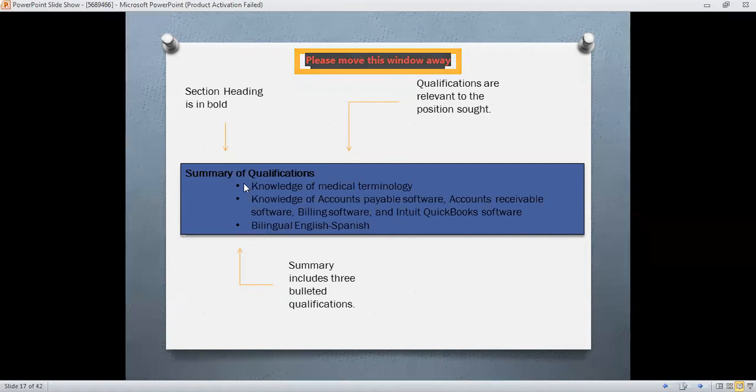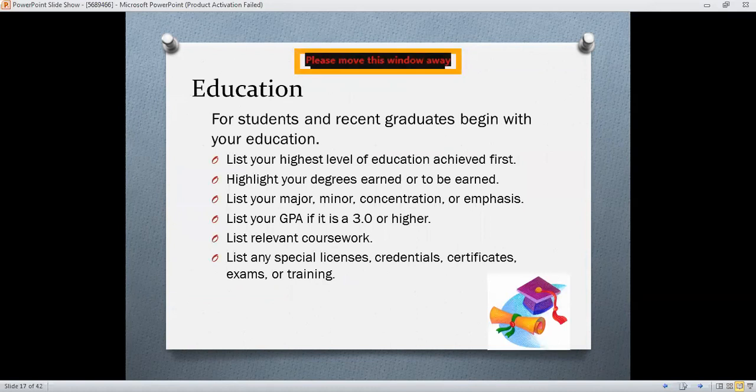Now, the summary includes three bullets. One, two, three. So you can use 3 to 6 bullets, a minimum of 3 bullets and a maximum of 6 points, in which you are strong enough.